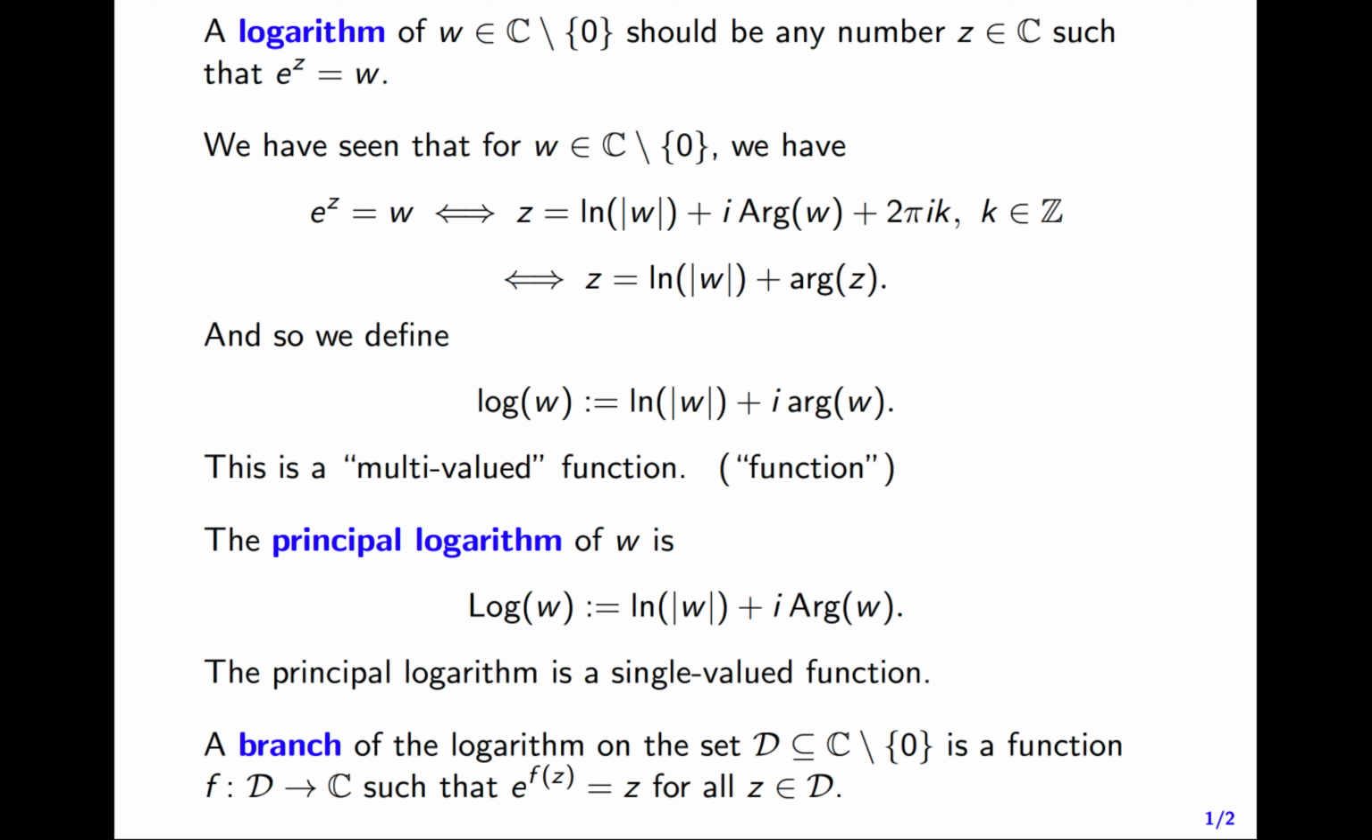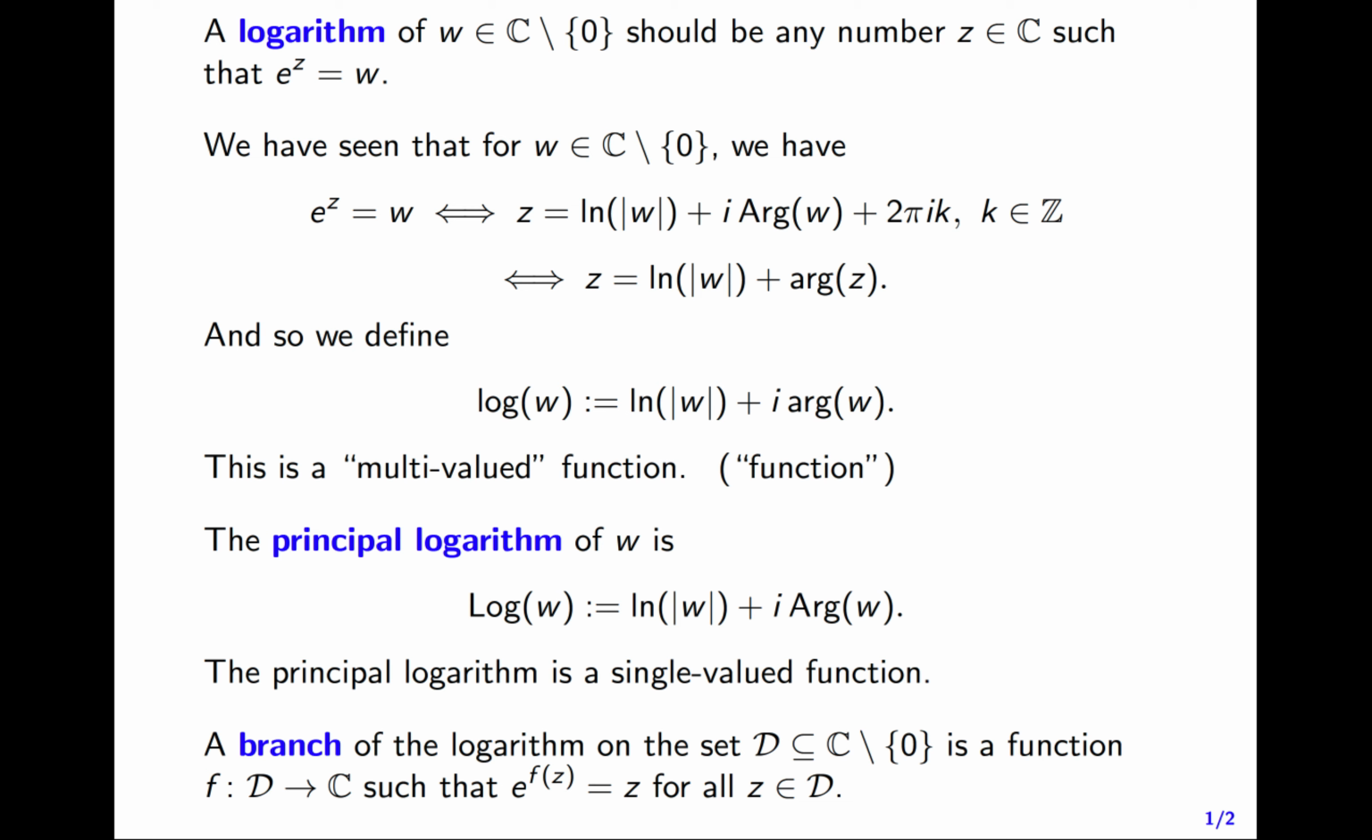Sometimes people will use the word branch related to the logarithm. A branch of the logarithm on a set D, that's a subset of the complex plane not including 0, is a function f from D into the complex plane such that e to the f of z is equal to z for all complex numbers z in D. In other words, this function f sort of inverts the complex exponential.